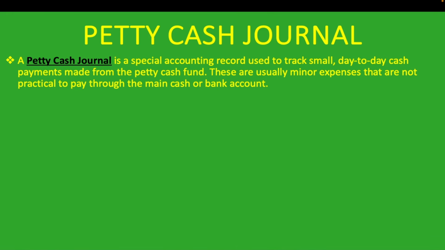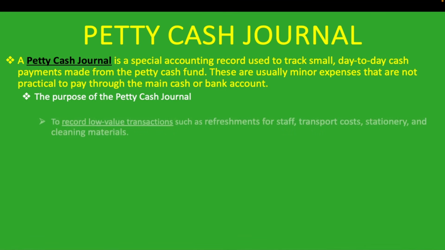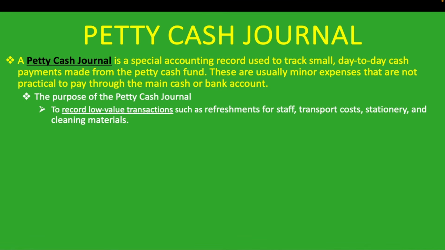However you do it, whether you do it manually or you use cloud accounting and the many systems that are available for you to do that, you can do that. Why does it exist? As I've already mentioned, the purpose of the petty cash journal is to record low value transactions such as refreshments for staff, transport costs, stationery, and cleaning materials.